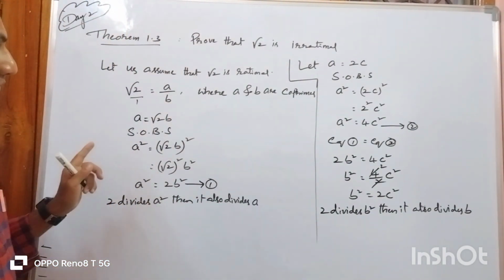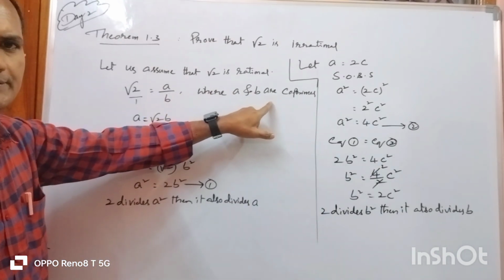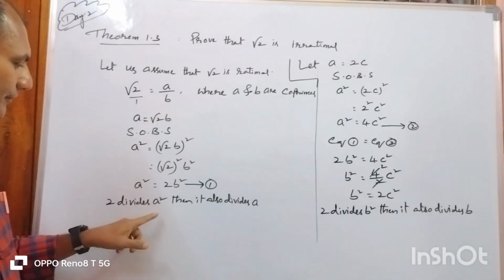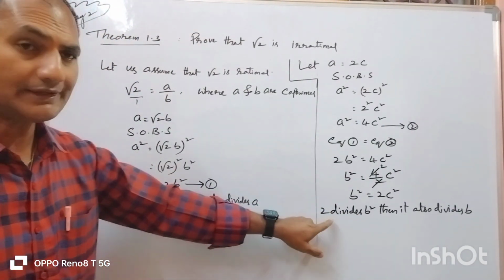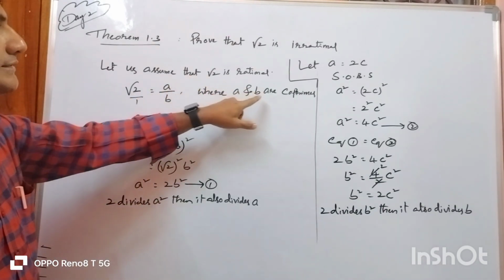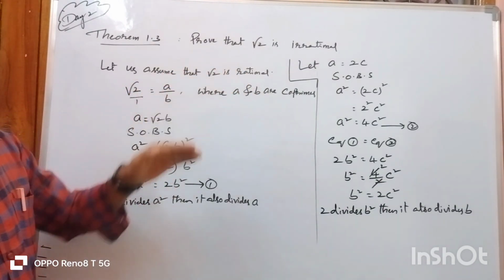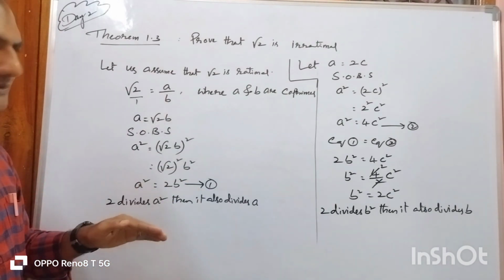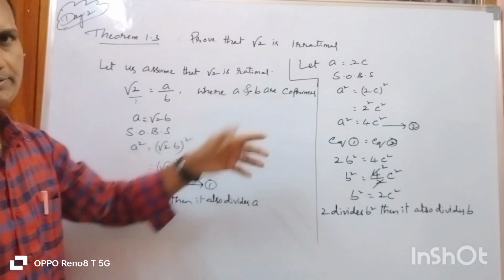What we assumed, actually, is that a and b are co-primes. Co-primes means no common factor. But here a common factor is there. So what we assumed, that root 2 is rational, is wrong. That is wrong means definitely root 2 is irrational. So that is the proof of that.